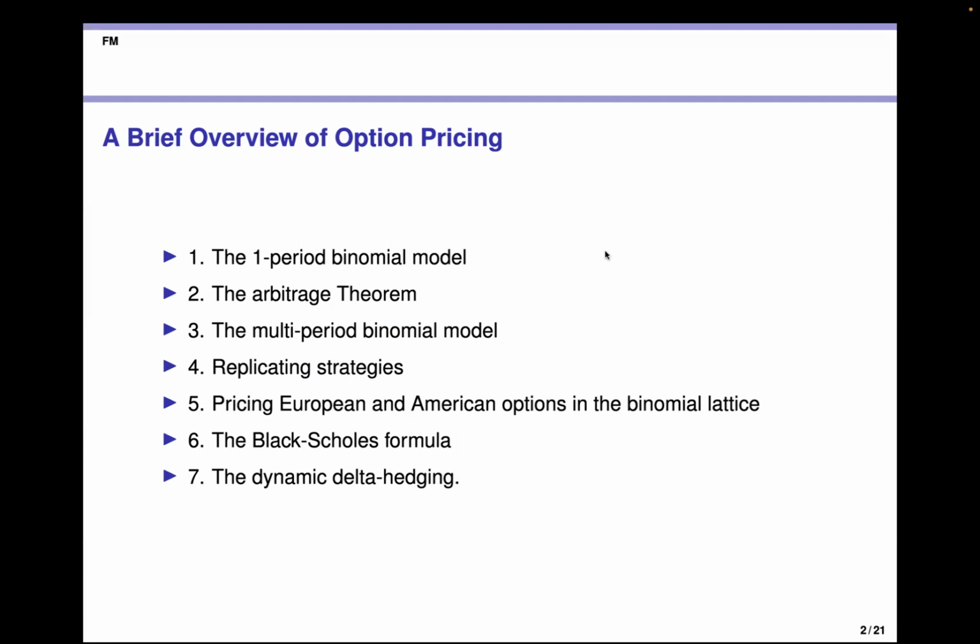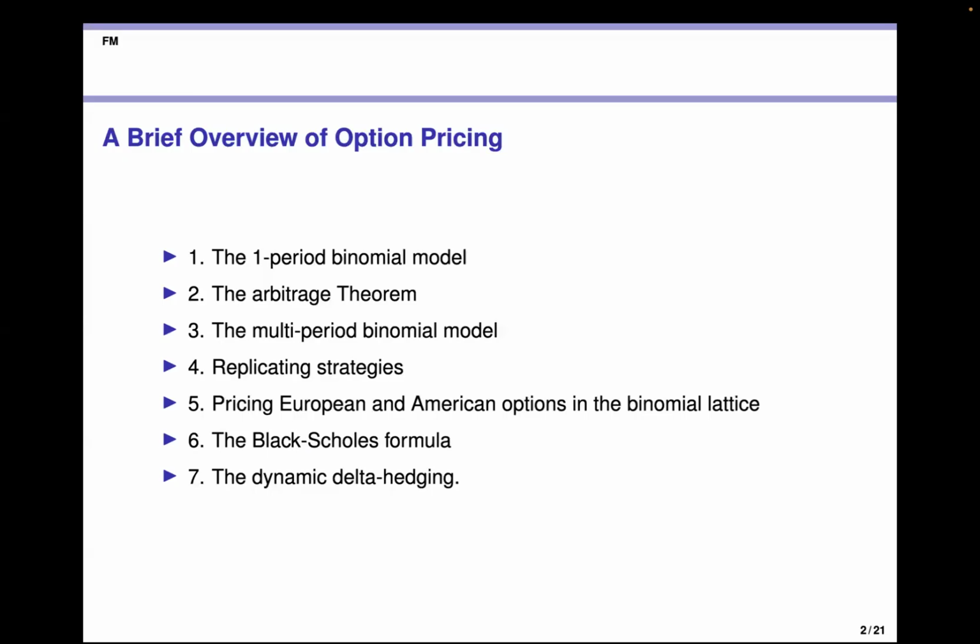So the list you can see is first the one period binomial model, which was in the previous lecture. The arbitrage theorem is for today, and after that come the multi-period binomial model, replicating strategies in this multi-period binomial model, American option, Black-Scholes formula, and dynamic delta hedging. Okay, it is like our road map, what we are going to do in the future.